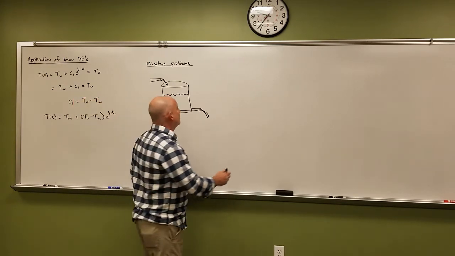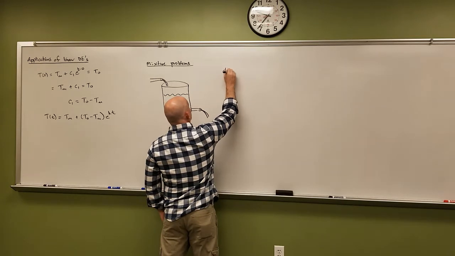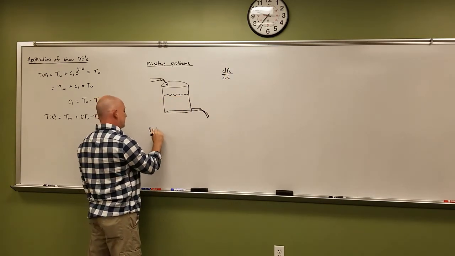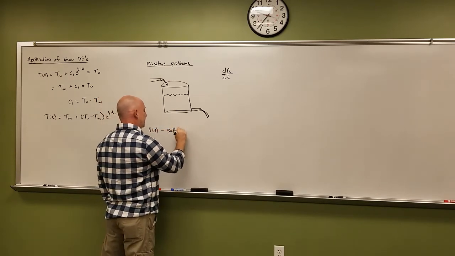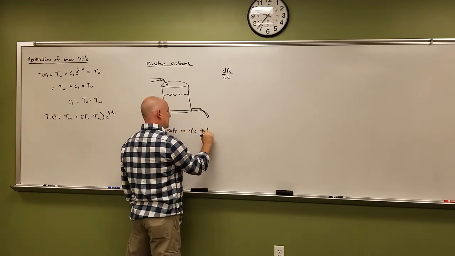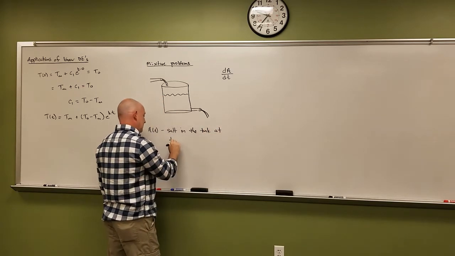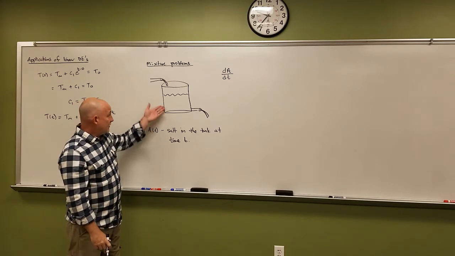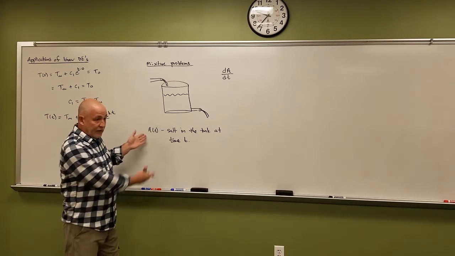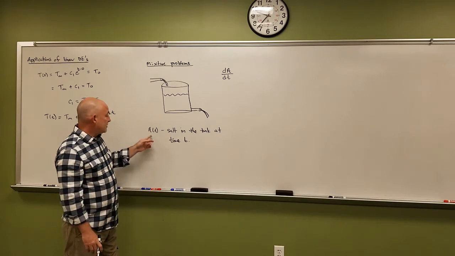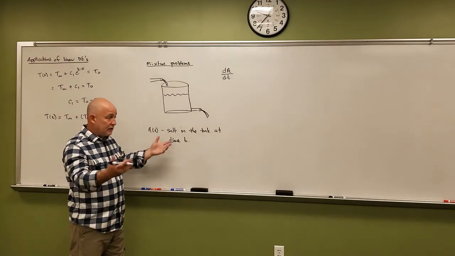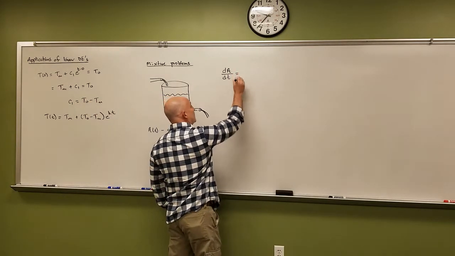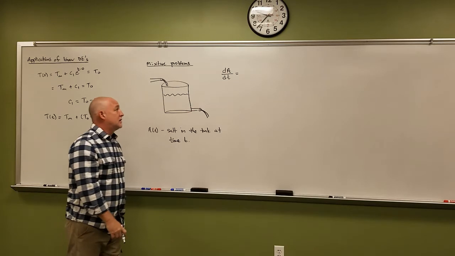Well, let's take a look at this. So here's what I'm going to do. I'm going to go ahead and say, let A of T be the salt in the tank at time T. Okay, so if I let A be the amount of salt in the tank, if I knew this function, and I wanted to know the amount of salt after 10 minutes, I could plug in 10 and it would tell me how many pounds or whatever of salt is in there. To do that, it's actually easier to take a look at how fast the salt in the tank is changing.